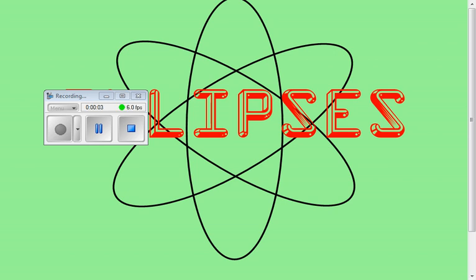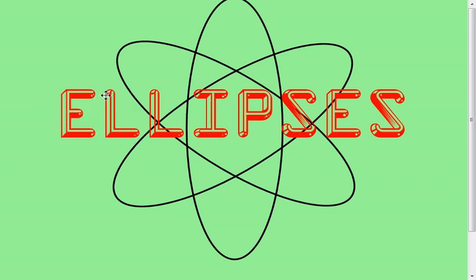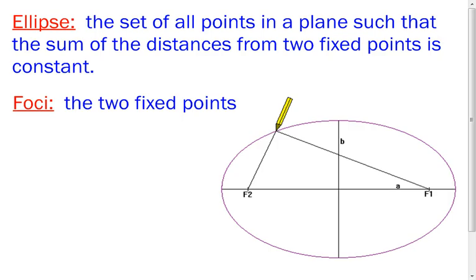Today we are going to be learning about ellipses. Ellipses are ovals. You know them as ovals. You've probably not used the word ellipse, but ellipses are ovals, and they're similar to circles, of course, but elongated. Okay? So an ellipse is the set of all points in a plane such that the sum of the distances from two fixed points, and by the way, those fixed points are called the foci, is constant.